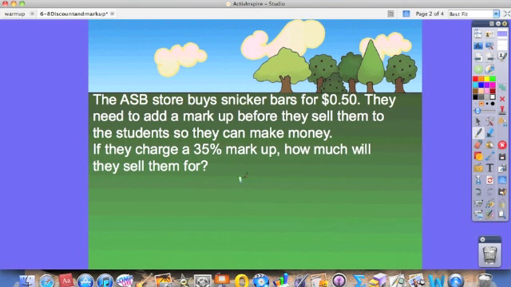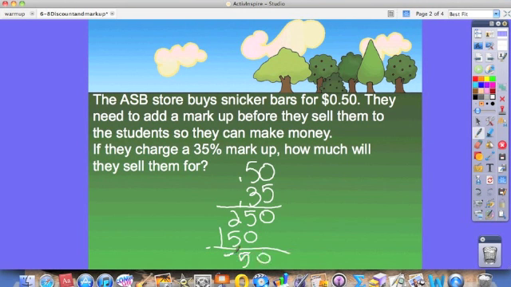Well, first we need to take our 50 cents and multiply it by 0.35. We're finding 35% of 50 cents. So if I do the math, move the decimal 1, 2, 3, 4 places. That's about 17.5 cents. So I'm going to round up and say that the markup should be 18 cents.